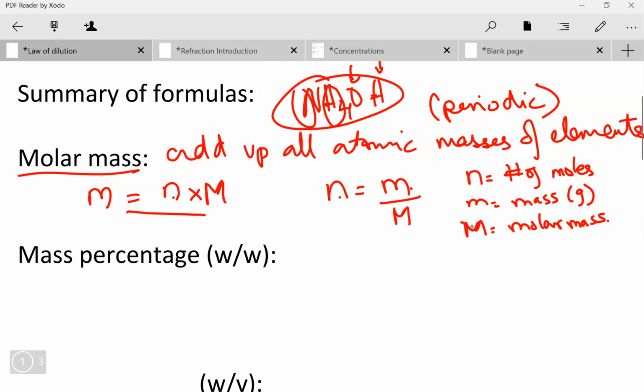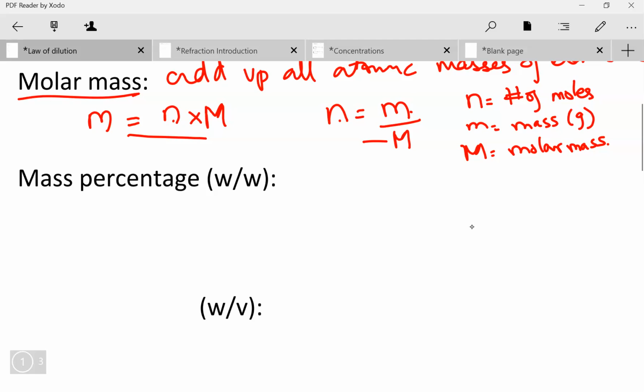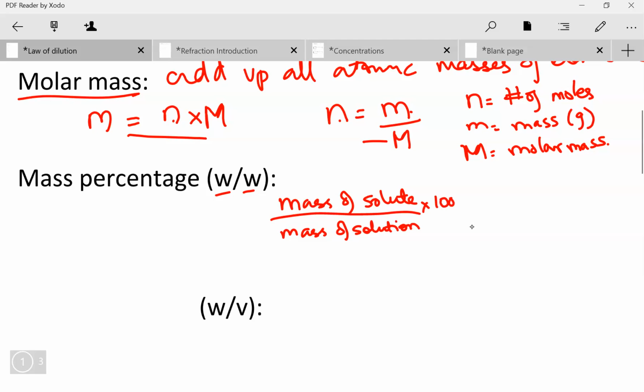So these formulas we've done before, but they're very important to remember because we're going to be using that a lot. Okay, next is mass percentage, W per W. This W stands for weight. So W over W means you're taking a ratio, or you're doing mass over mass. So this is the mass of solute divided by mass of solution times 100%.